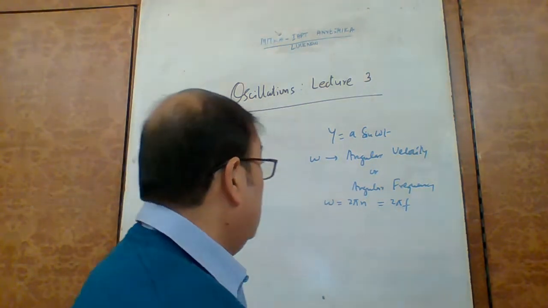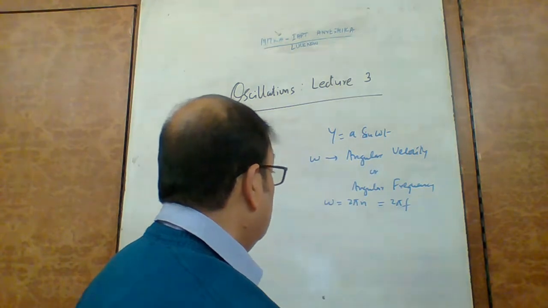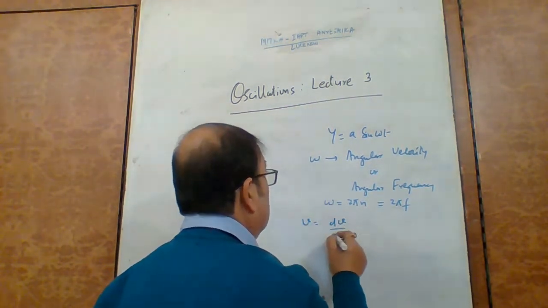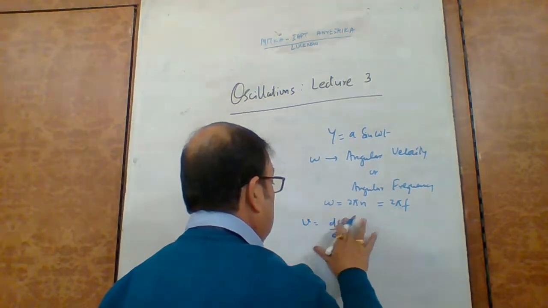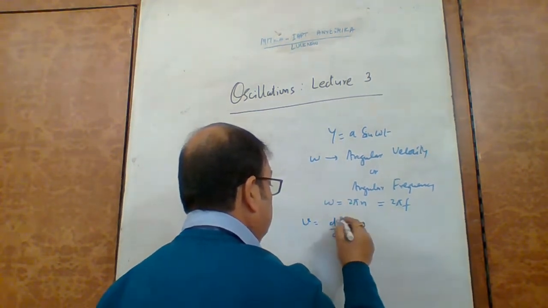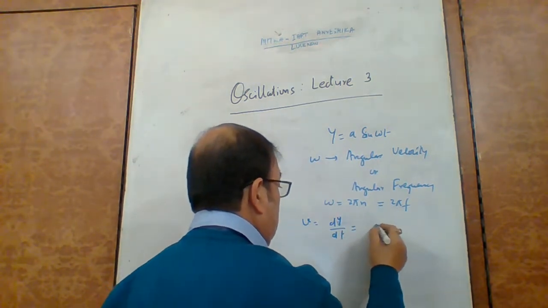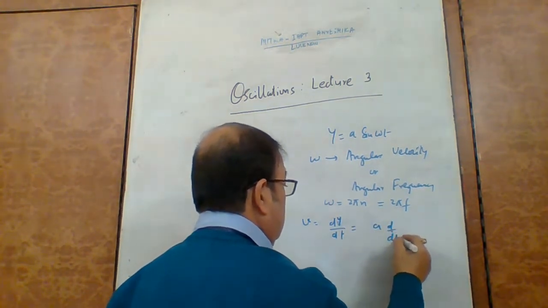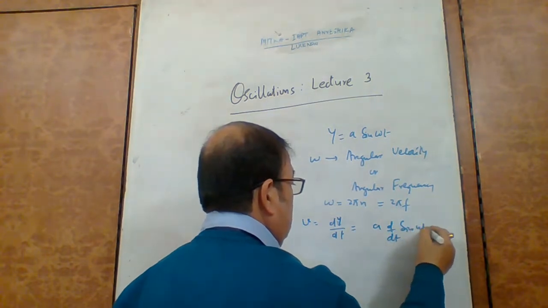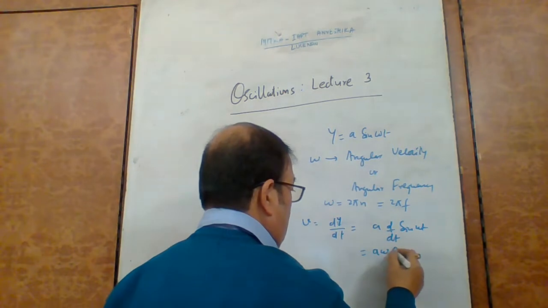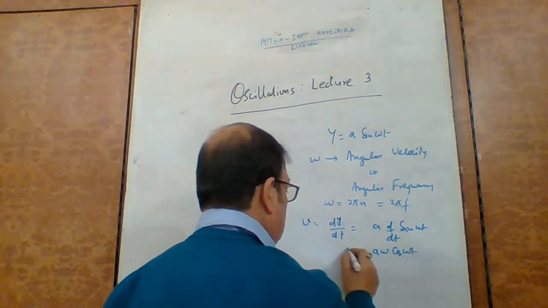So in this general form, we can find out the velocity as dy upon dt, that is d upon dt of sine omega t. We get a omega cos omega t.